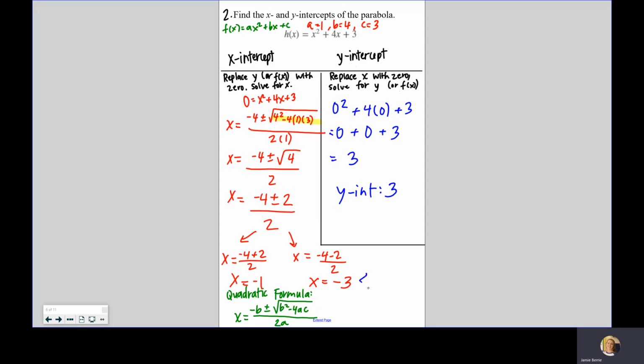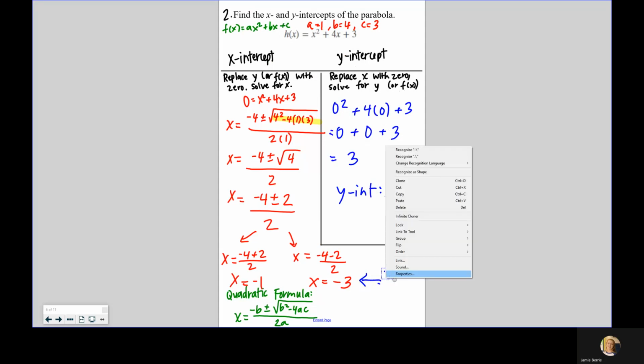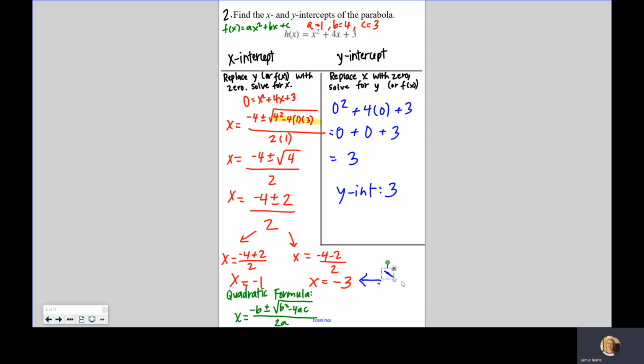And these again are your x-intercepts. Sorry, I keep pressing the little button on my pen. It messes it up. So those are the x-intercepts. Okay.